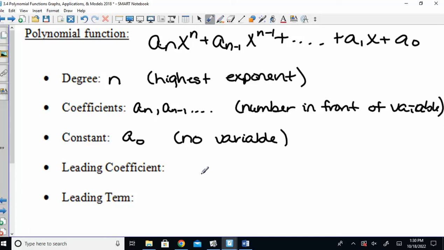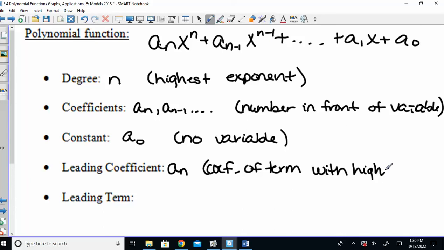Leading coefficient. What's that in my scenario up here? The first, that a sub n. It's just the coefficient of the term with the highest power. It doesn't have to necessarily be the first one. A lot of times it is, but you find where the highest power is. The number in front of that is the leading coefficient. And the leading term is that whole term, the coefficient and the x.